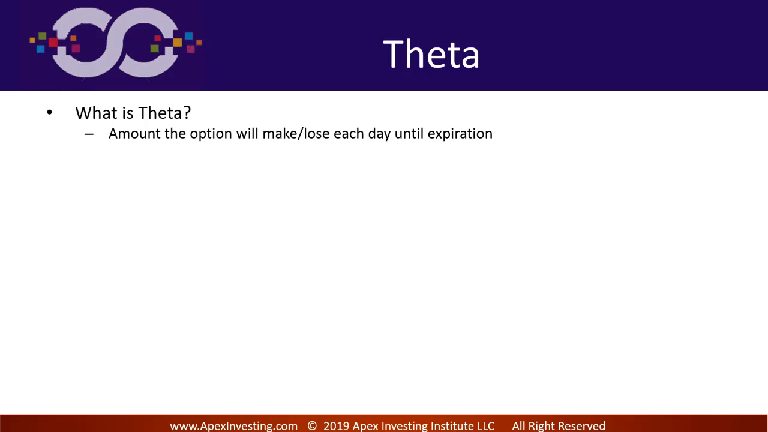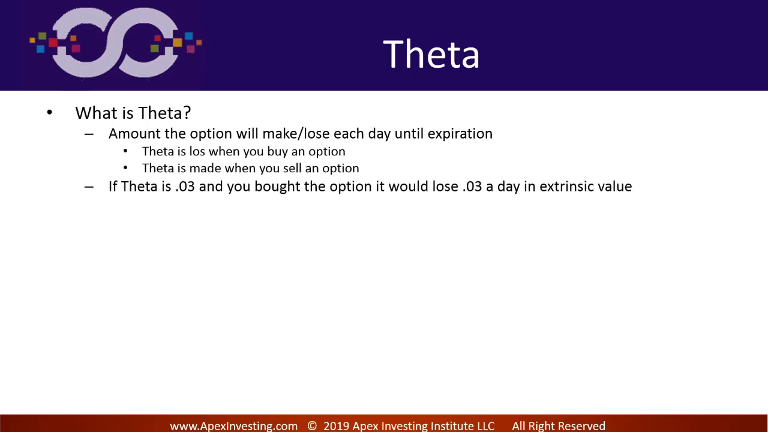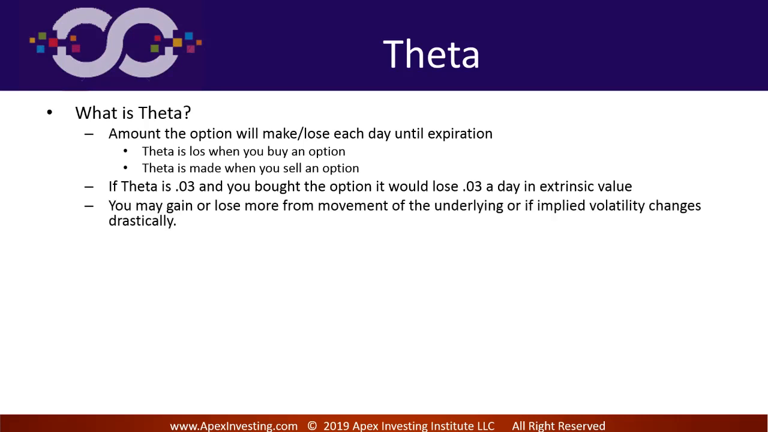Okay? Theta, again, is the amount an option, a multi-day option, would make or lose each day until expiration. Theta is a loss when you buy an option. It's made when you sell an option. If the theta is 0.03 and you bought the option, it would lose 3 cents a day in extrinsic value. So, again, it's important to understand extrinsic value, and I'm going to give you some visual representations of this in a little bit. You may gain or lose more from movement of the underlying or implied volatility than time.